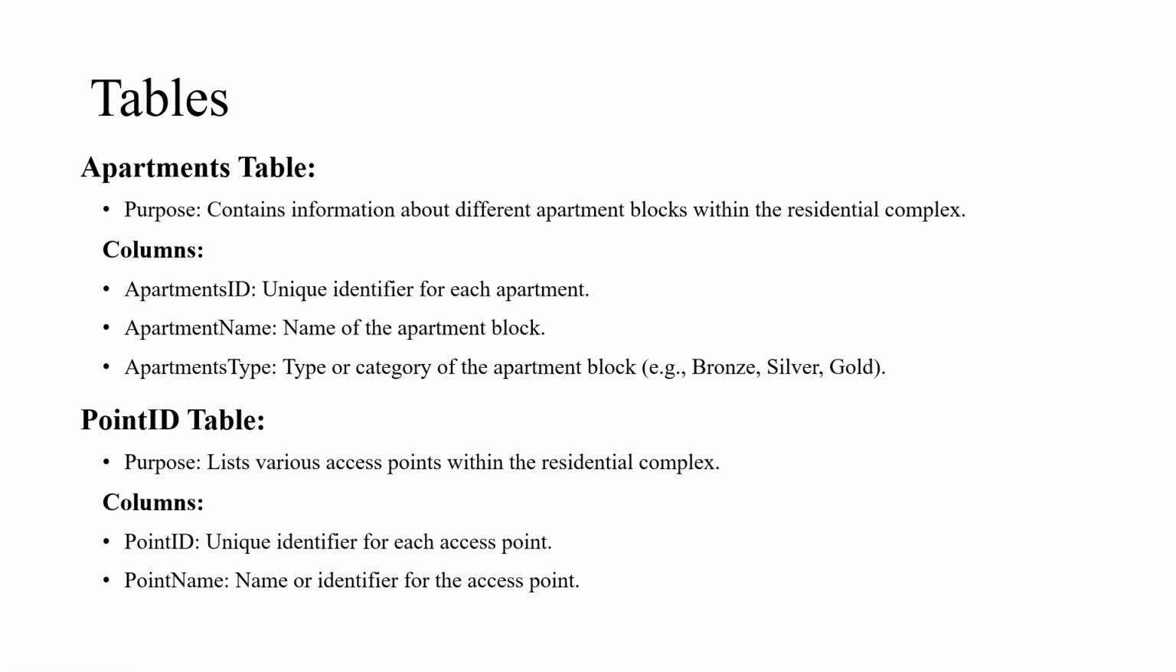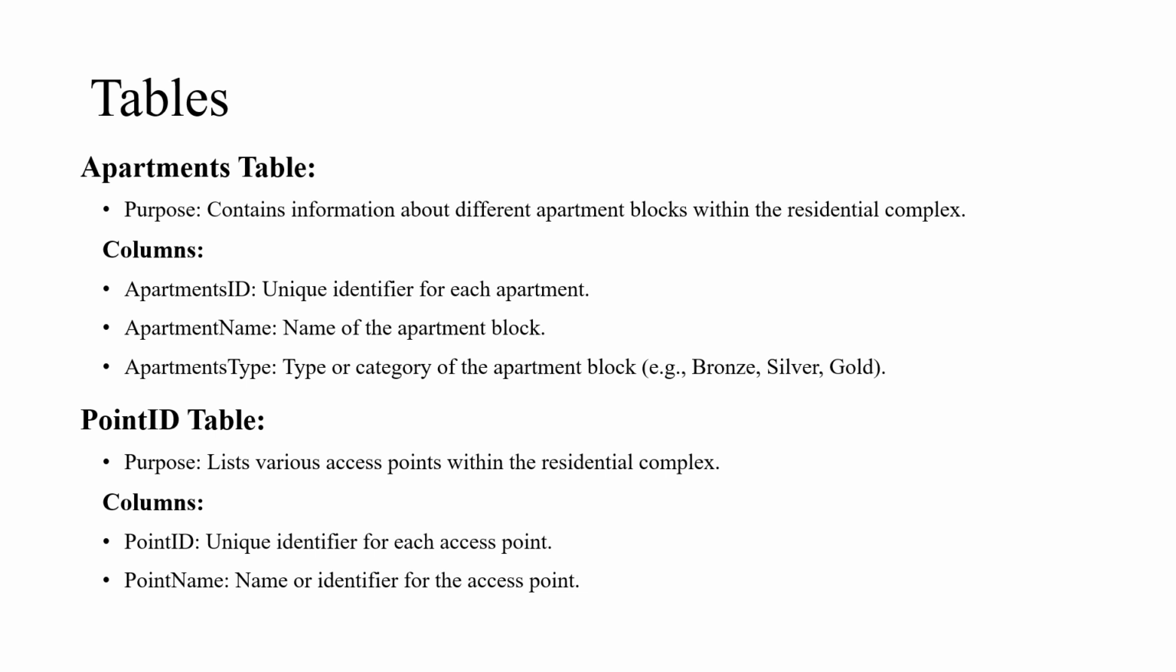Coming to the apartments table, the apartments table is a simple table regarding the apartments, and it only comprises three fields. They are apartment ID, a unique identifier; apartment name, a common name given to the apartment; and the apartment type. It's a kind of category which you associate with the apartments, based on the luxury or the security features in it. You may categorize that as bronze, silver, something like that.